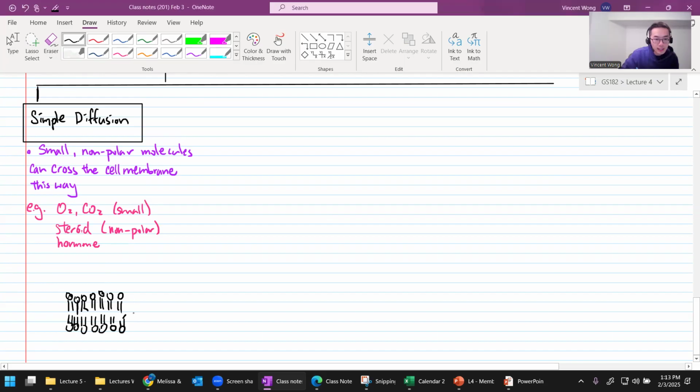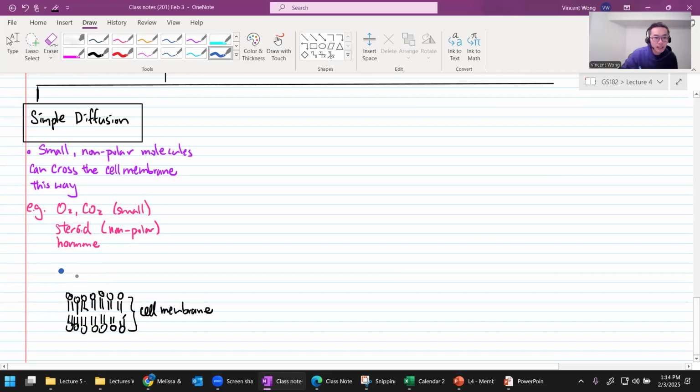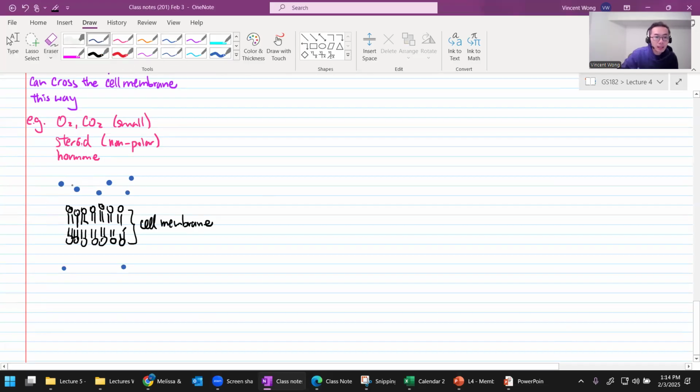Okay, you understand this is the cell membrane, right? We did it last time. So you might have some molecules here on the outside, and then not as much on the inside. And so they will go down their concentration gradient. They will go from high to low, high concentration to low concentration, provided that they're small.